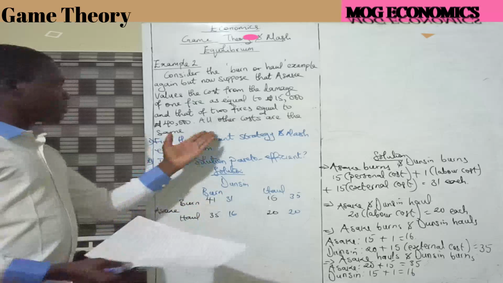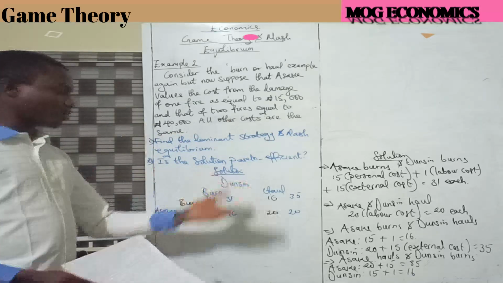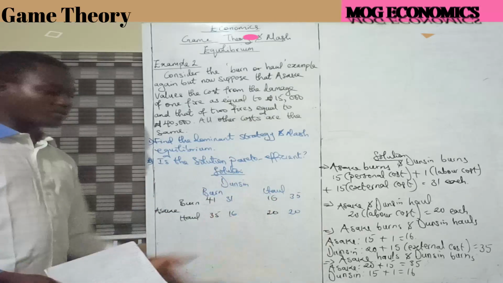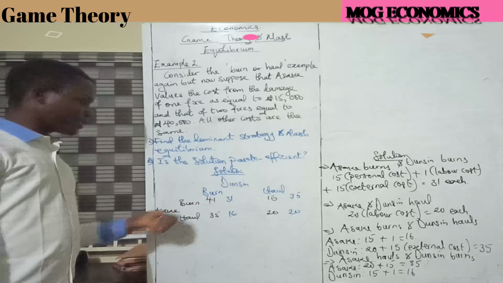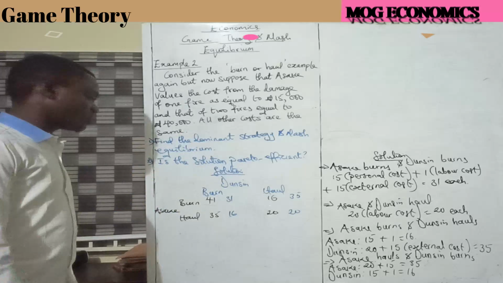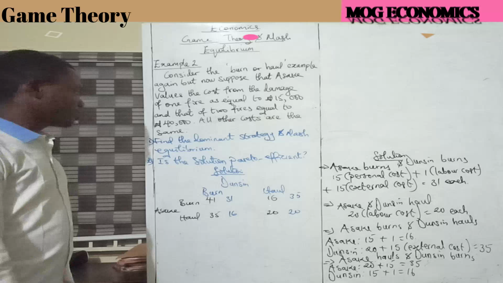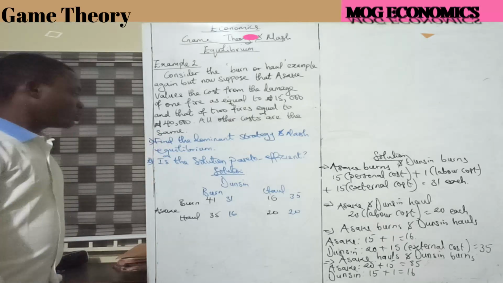You can see all other costs are the same. So if all other costs are the same, we still have the same payoff matrix. The only difference is that the burn-burn payoff for Ashake is now 41 instead of 31, based on the information in this example. So we are still to look for the dominant strategy and the Nash equilibrium, and then ask: is the solution Pareto efficient?